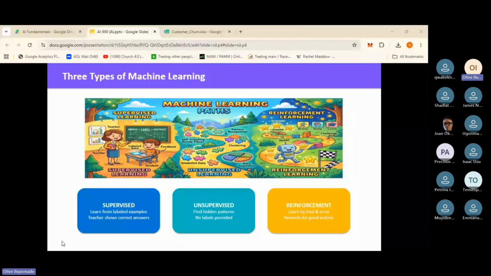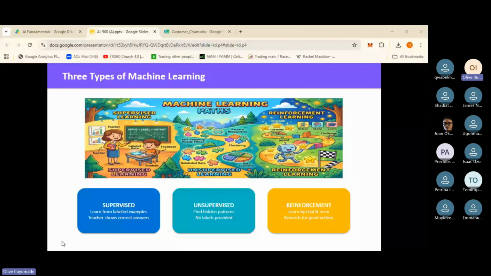With unsupervised, the machine learns by finding hidden patterns. There are no labels provided. The machine has to find those hidden patterns. Then we have reinforcement, where the machine learns by trial and error, and gets rewarded for good actions.